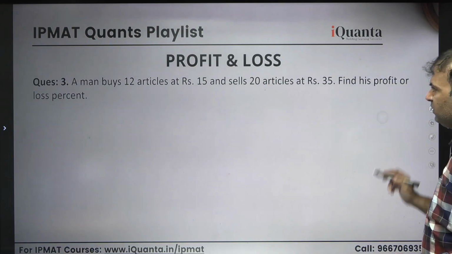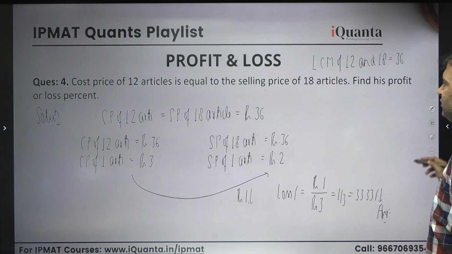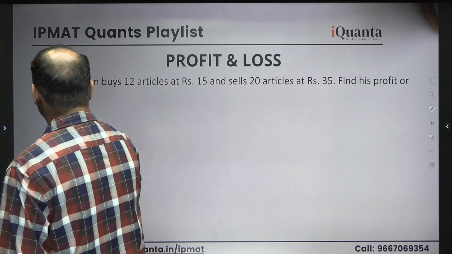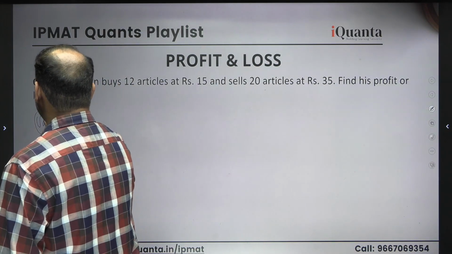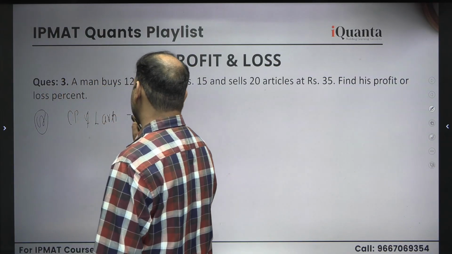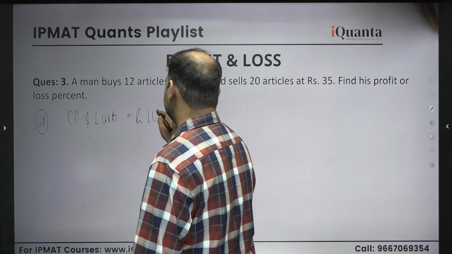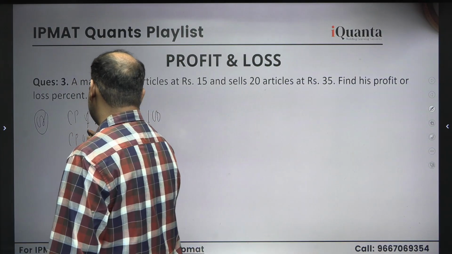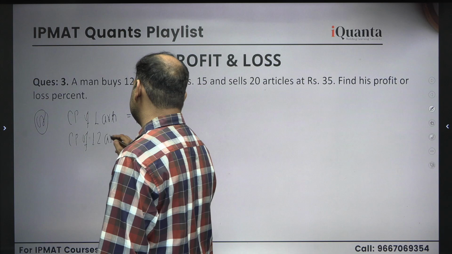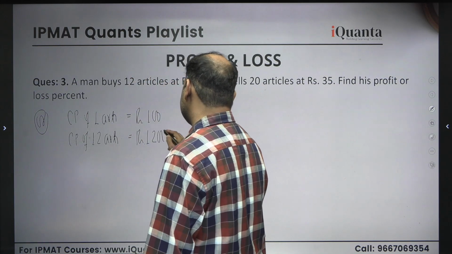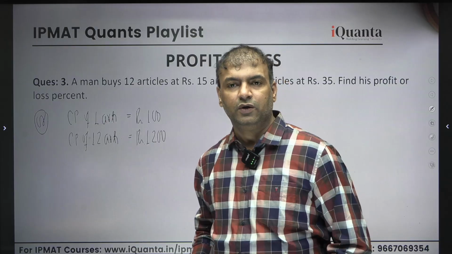Okay, so what was the question? The cost price of 12 is equal to the selling price of 18, right? So guys, let us assume the cost price of one article. Let's assume the cost price of one article as rupees 100, one of the best assumptions in questions of percentages. So what should be the cost price of 12 articles? We can say the cost price of 12 articles must be rupees 1200, because one article is 100, so 12 articles has to be 1200, very obvious.